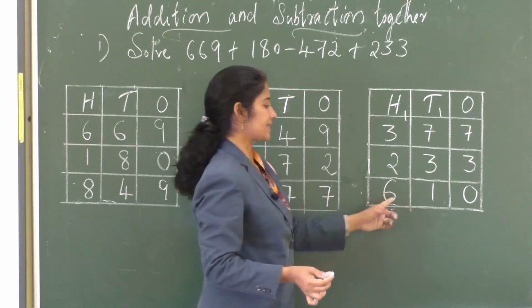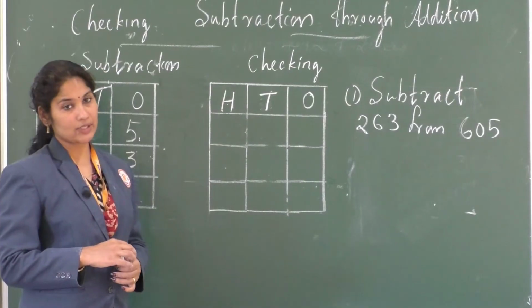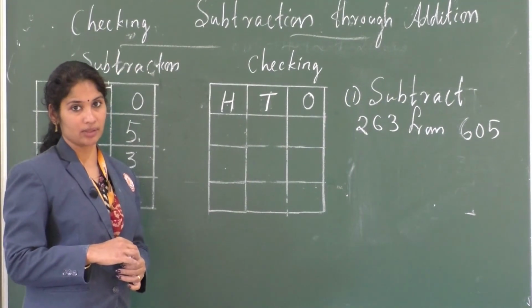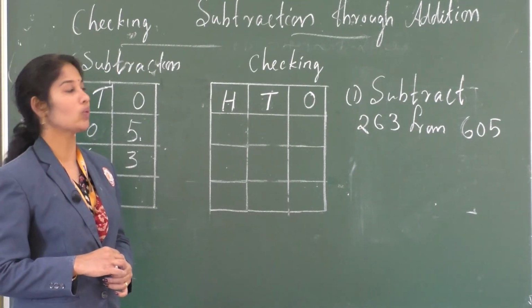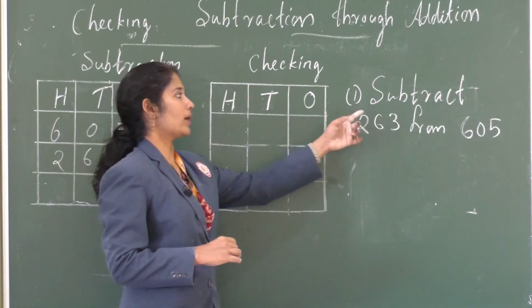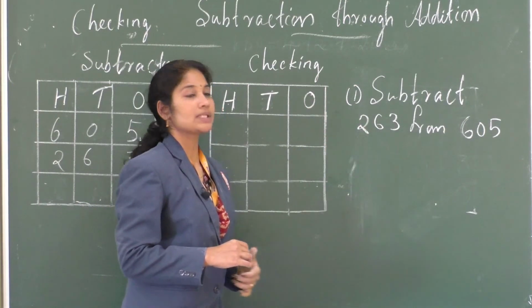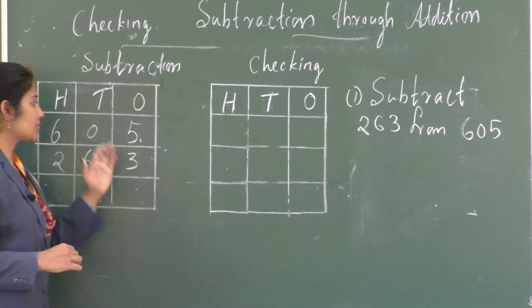Now we got the answer 610. Children, our next topic is checking subtraction through addition. We'll take an example from the textbook. Exercise 3.4, Exercise 1. Subtract 263 from 605. First we have to subtract.